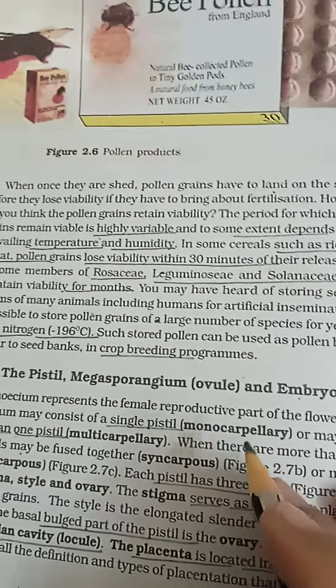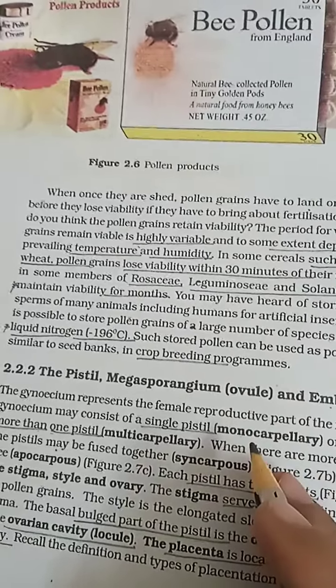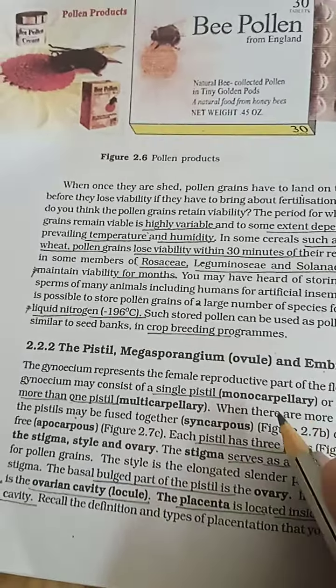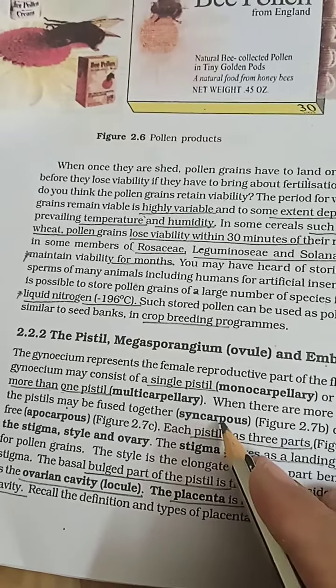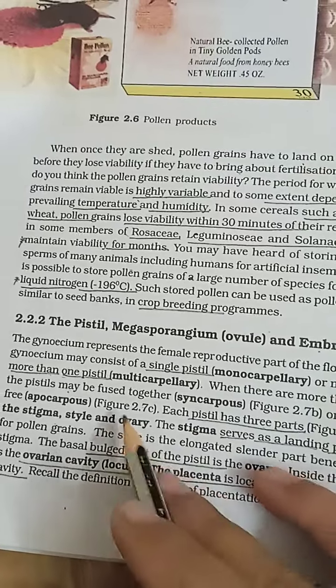Next, the structure of the pistil: megasporangium, that is called ovule, and the embryo sac, that is called female gametophyte. Monocarpellary and multicarpellary: monocarpellary means a single pistil is there, multi means many pistils are there. When the pistils are fused together, that is called syncarpous. Example is Papaver. And when free, that is called apocarpous.